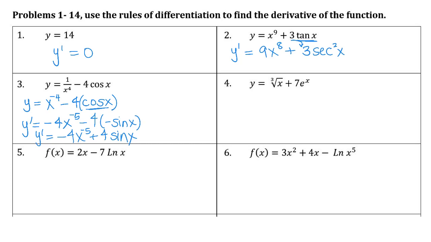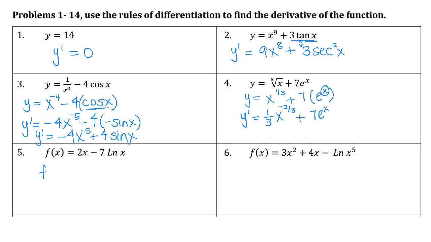Okay, number 4, again, doing some rewriting with these problems. We have y equals, this is going to be x to the 1/3 power, plus, and we can think of this as 7 times e to the x. We can look at it separately. Sometimes that helps. So y prime is going to be 1/3 x to the negative 2/3 plus 7 times the derivative of e to the x we said was stuff prime, so derivative of x is 1 times e to the x. So that's really just going to be 7 e to the x.